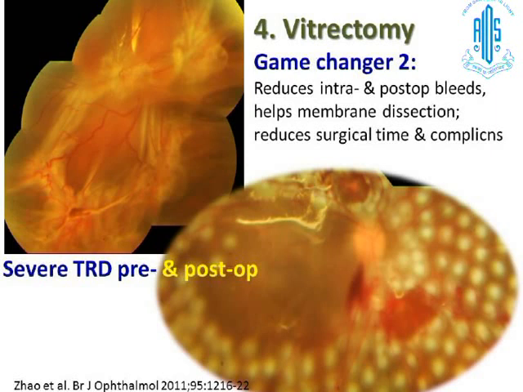Now, if you look at the cases here, these cases were considered inoperable some time back. You cannot even figure out if this is the right eye or the left eye. The disc is not seen. So these cases, thanks to Avastin, have become operable now, and this has been proved recently by the meta-analysis of the various trials, as Dr. Annie also mentioned, that it reduces intra and post-operative bleeds, helps in membrane dissection, and reduces surgical time and complications.